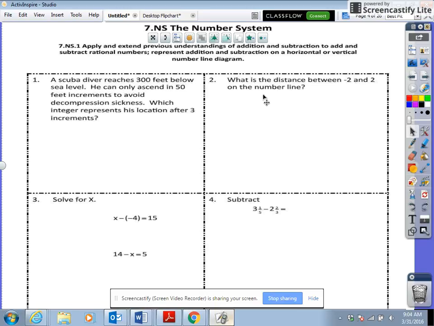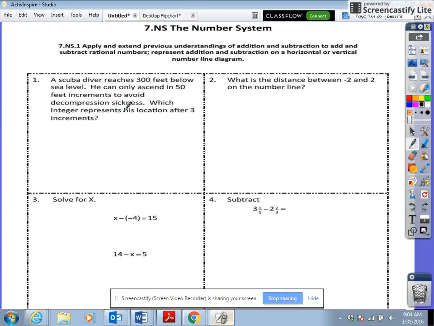Okay, so we're going to go ahead and start with the number system. That's the first unit that we worked with. We're going to read: a scuba diver reaches 300 feet below sea level. He can only ascend in 50 feet increments to avoid decompression sickness. Which integer represents his location after 3 increments?